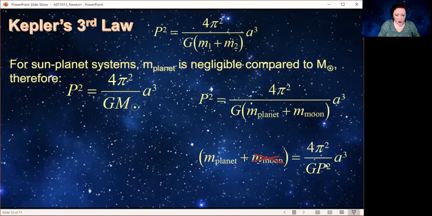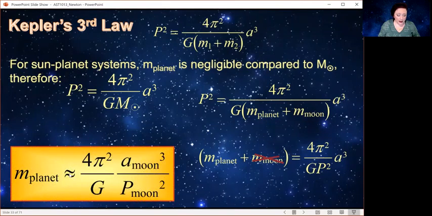So now, as long as you know how long it takes for the moon to go around the Earth and how far away it is, you can work out the mass of the Earth. You can also do this for any other planet and its moons. And so what we have is an equation where the mass of a planet is given by a moon's semi-major axis of orbit and its period. So if we can find something that's orbiting a star, a planet, or an asteroid, we can work out how much mass is contained in there. And that's because of Newton's law of gravity.